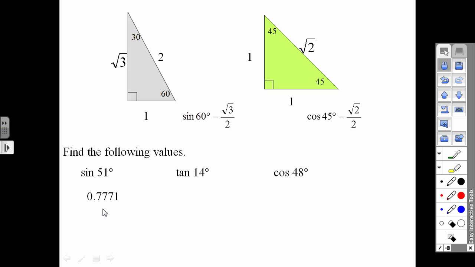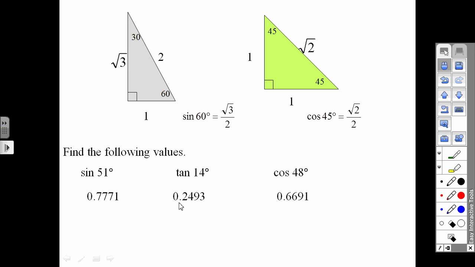Okay, so test it out, make sure that that's what you got, and you know how to plug these things into your calculator. Let's try the tangent of 14 degrees, which is 0.2493. And the cosine of 48, which is 0.6691.